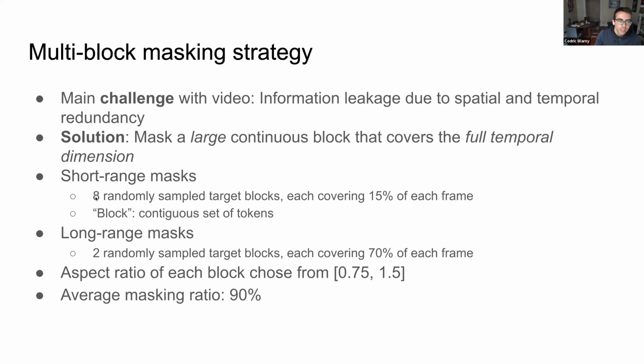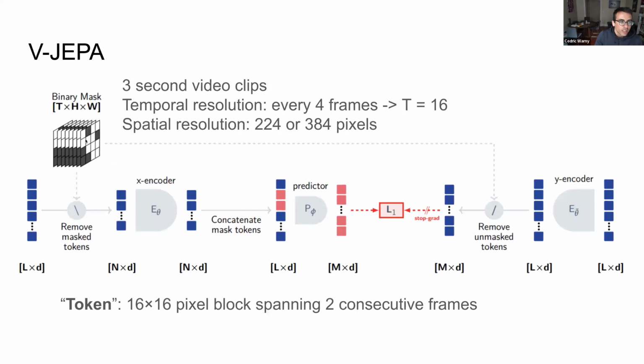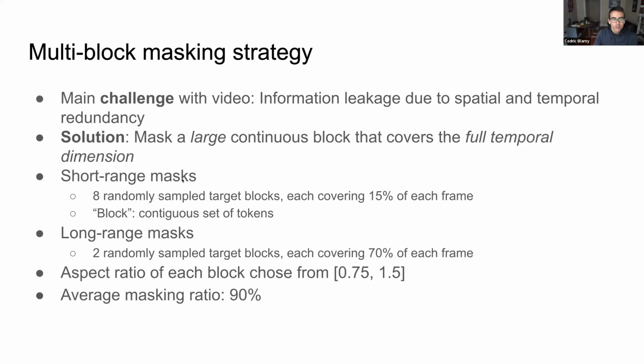This simply means that they take 8 randomly sampled target blocks, and each of those blocks covers 15% of each frame. So if I go back here, for instance, this would be one block, this would be another block, and this would be yet another block. And each corresponds to approximately 15% of the entire image, and then they take the union of those. So that's the short-range masks.